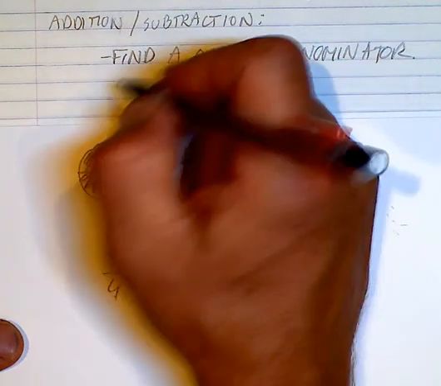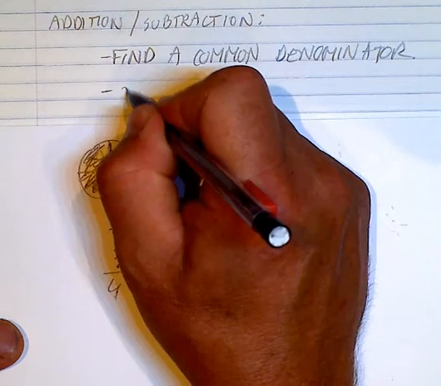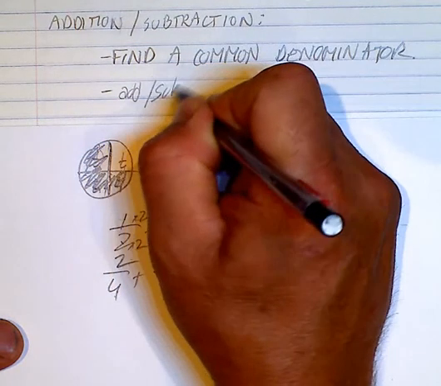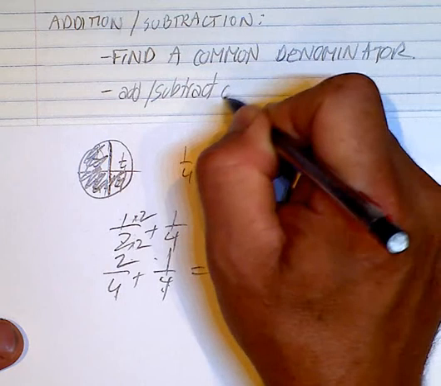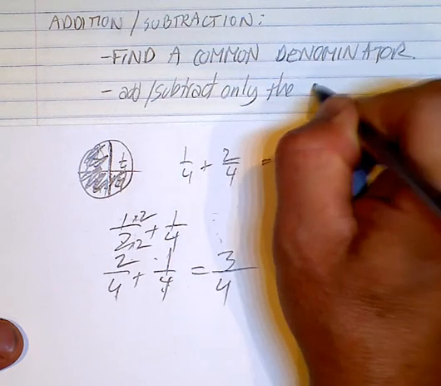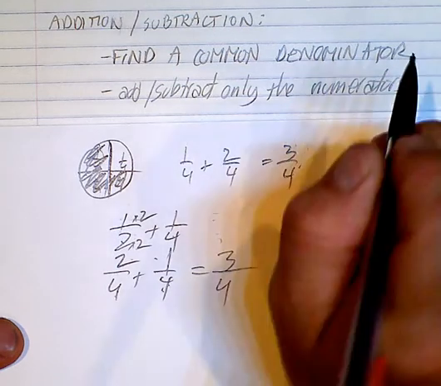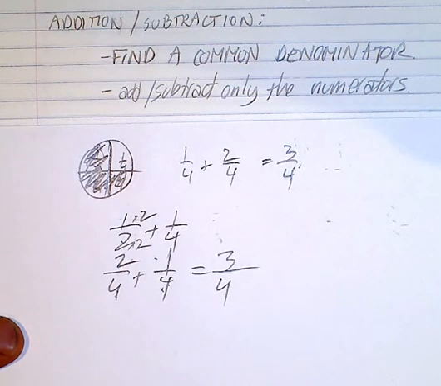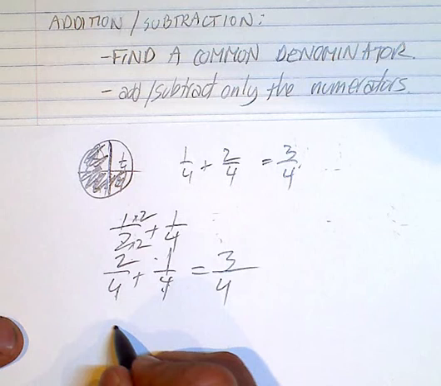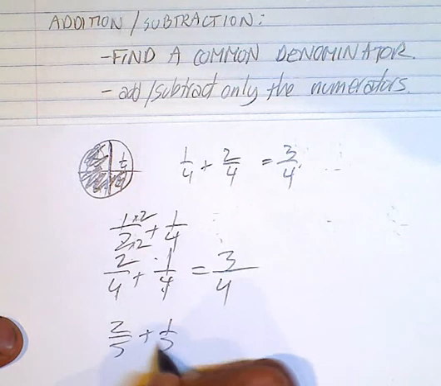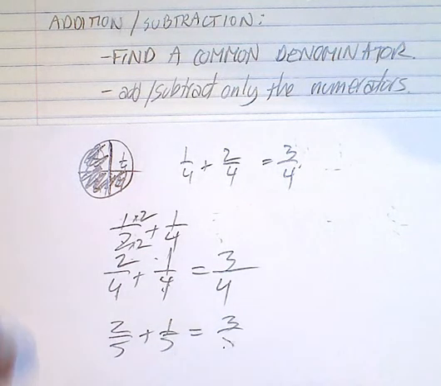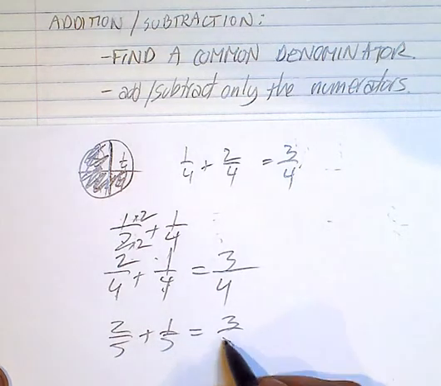And then what you do is you either add or you subtract only the numerators. Okay, you found the common denominator, don't change it. You keep it the same. So for example, if I have 2/5 plus 1/5, that's 3/5. Okay, you don't go 3/10.